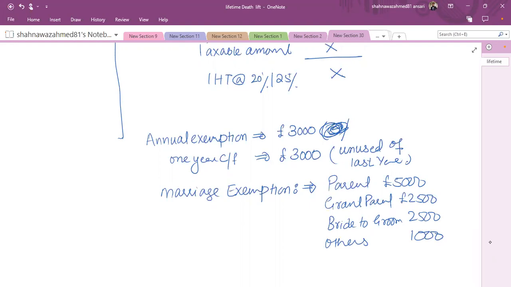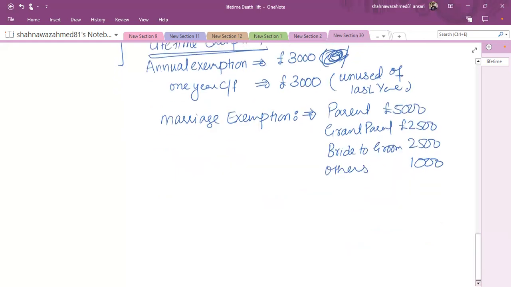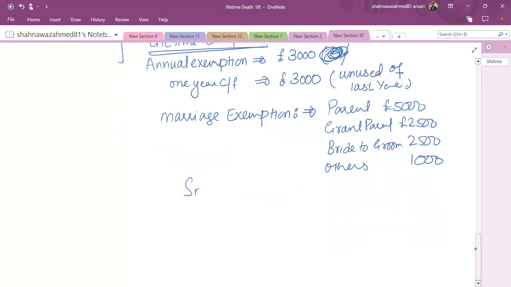And I'm talking about lifetime exemption. Some are applicable on potentially exempt transfer, and some are applicable on chargeable lifetime transfer. Like this marriage exemption is not applicable on lifetime transfer. Annual exemption is applicable on both, the potentially exempt transfer as well as the lifetime transfer. Along with, we have one exemption which is called small gift exemption.